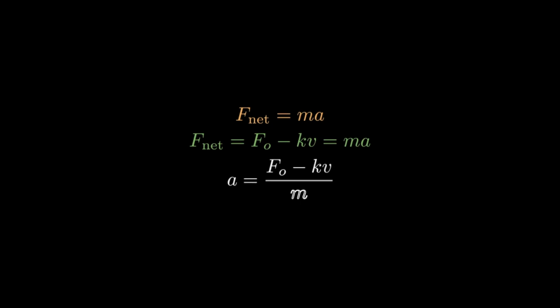Now, in part B, we want to write an expression for the horizontal acceleration of the car. We only consider the forces in the x direction. So, F of O minus kv, that's the net force. And since we know net force equals mass times acceleration, we can divide both sides by m to get that acceleration is F of O minus kv over m.